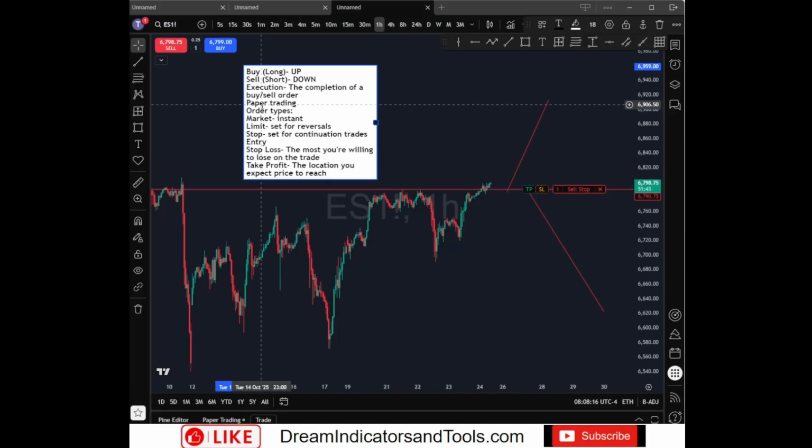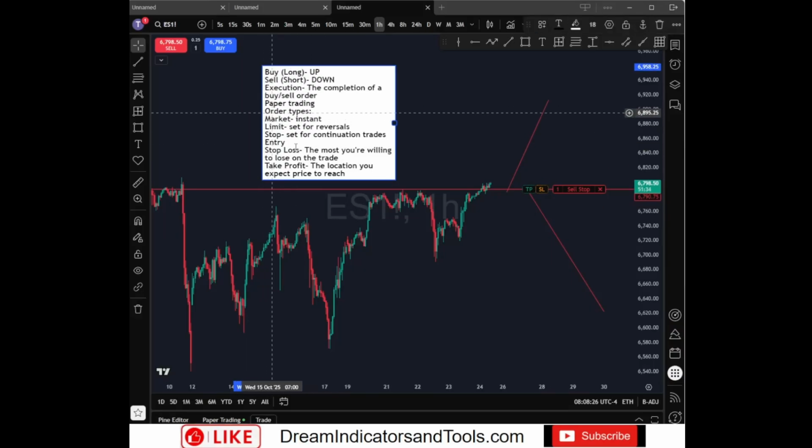So what we'll see as we look at this paper trading idea is that there are a few different types of orders. Our first type of order here is going to be a market order. So that's going to be instant. As I mentioned, up here are some buttons. Now, the buttons will allow you to instantly get into a trade, whether that means buying or selling.